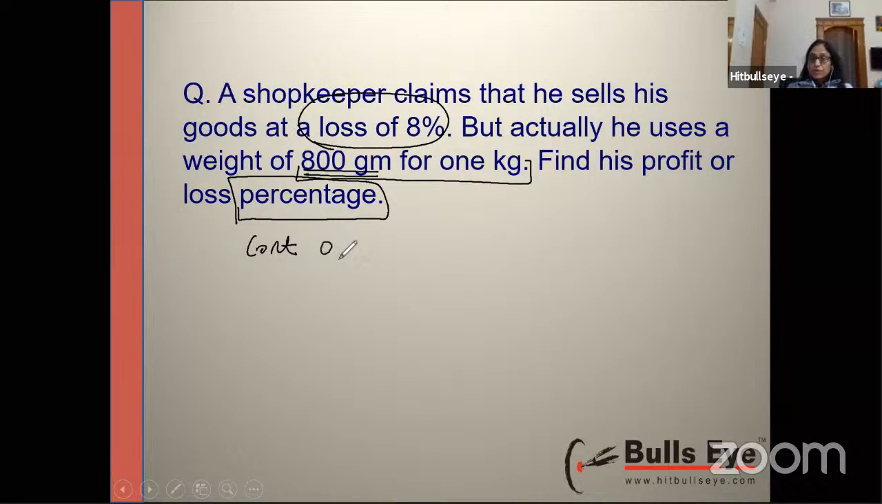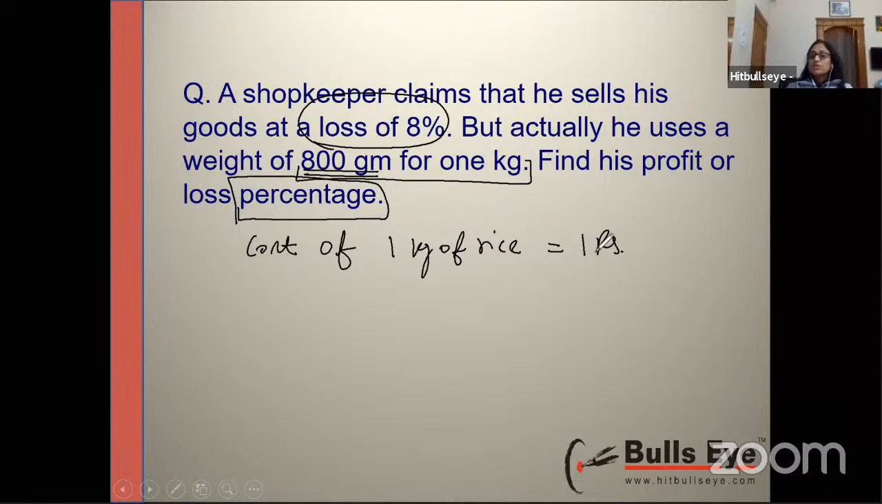So suppose you avoid variable and you say that cost of 1 kilogram of rice, suppose we are talking about rice here. Cost of 1 kilogram of rice is suppose 1 rupee. I have made my life simple by not calling it as an X, as I said. Why? Because whenever the question talks about percentages, you can always avoid using variables. It's always going to be easier for you.